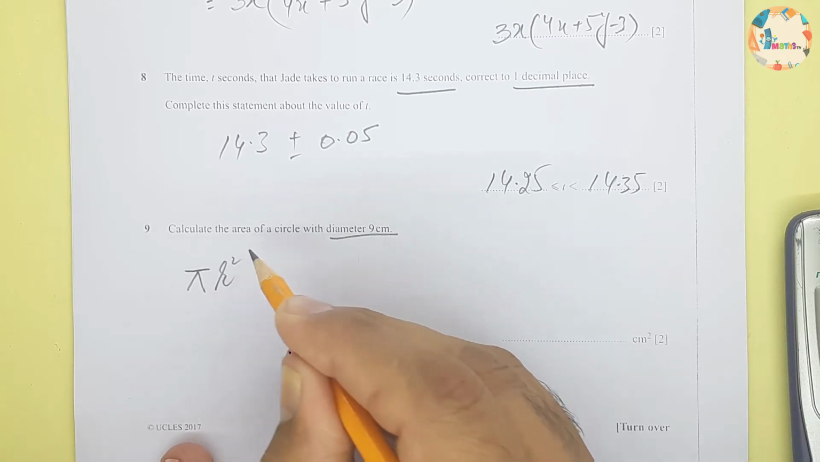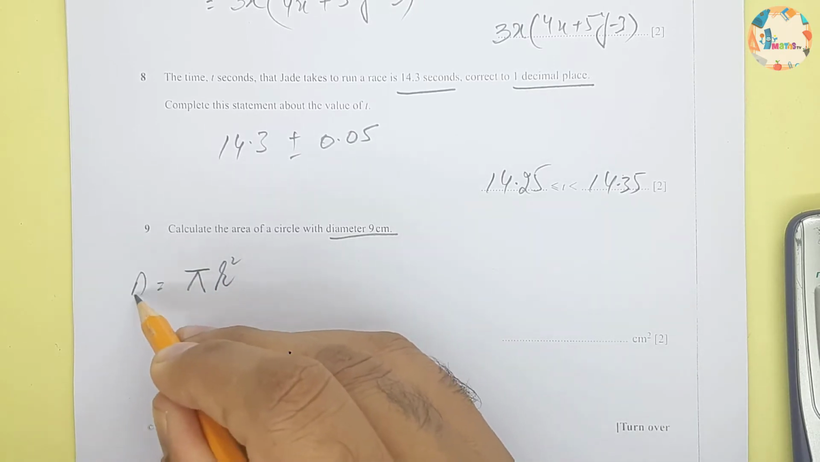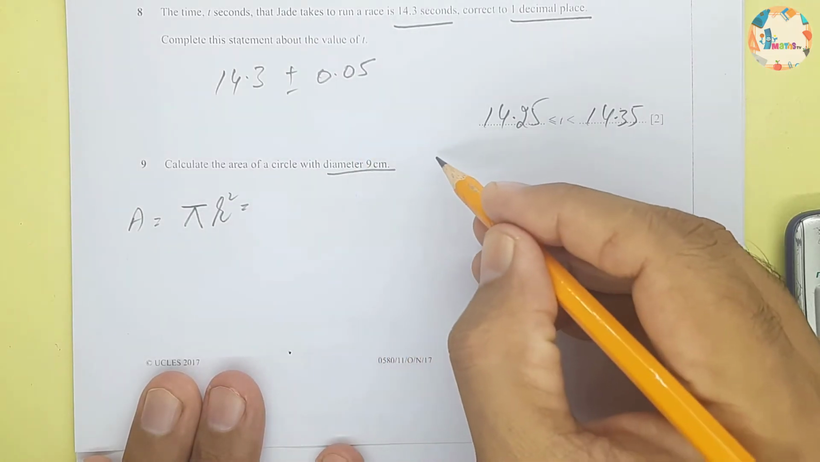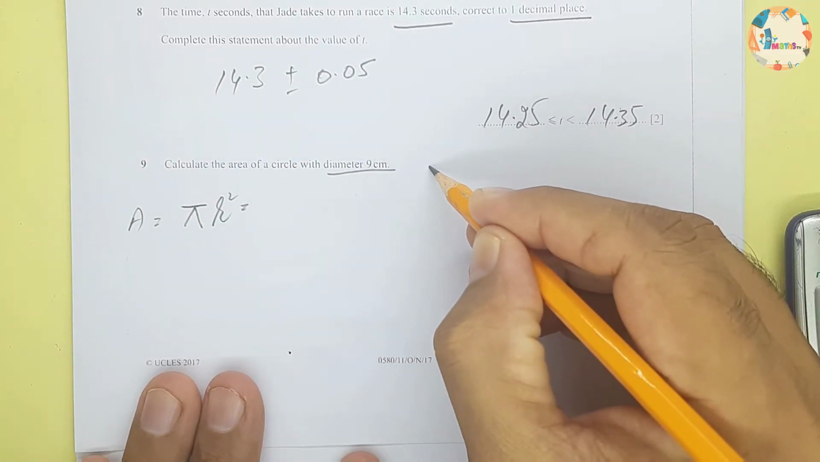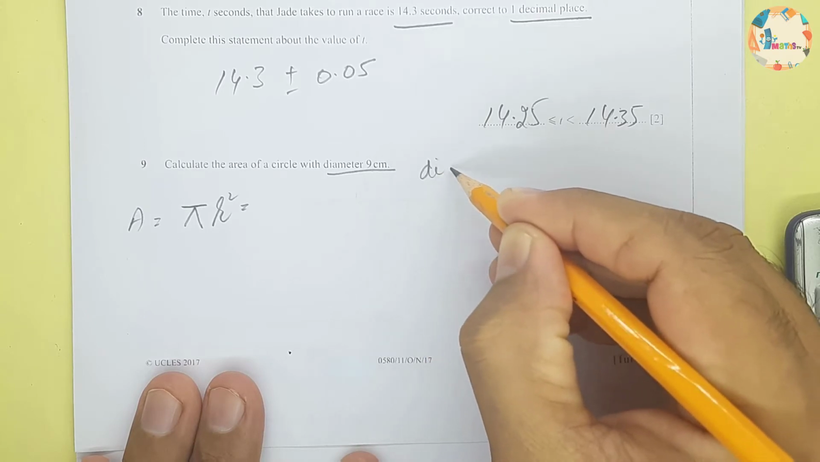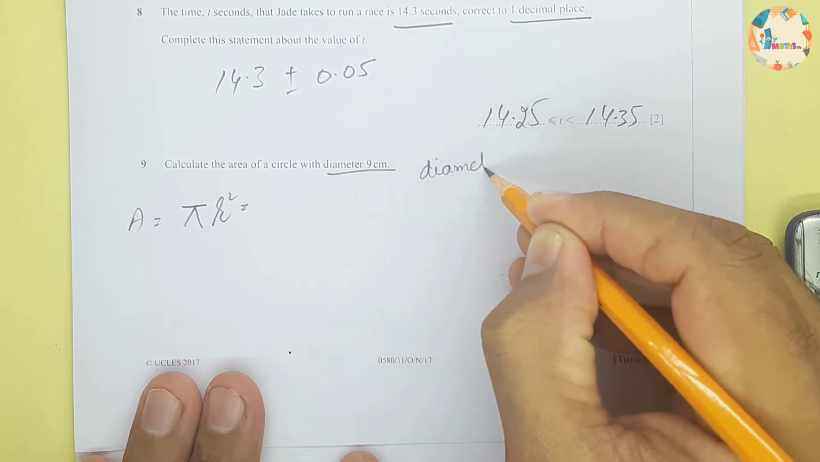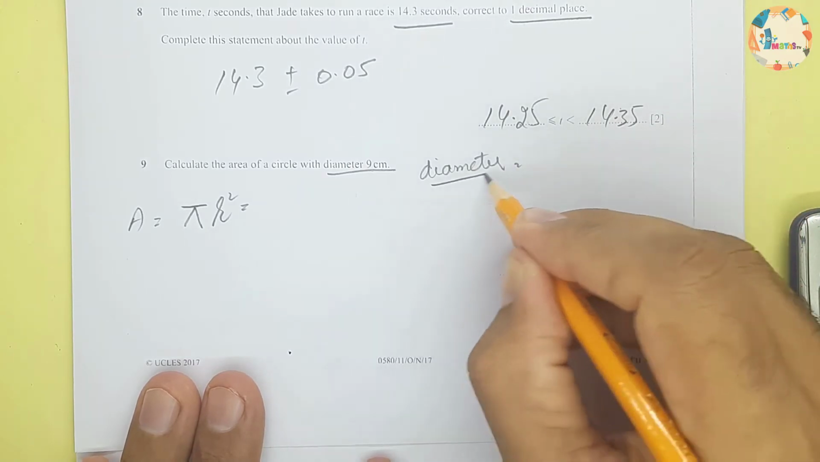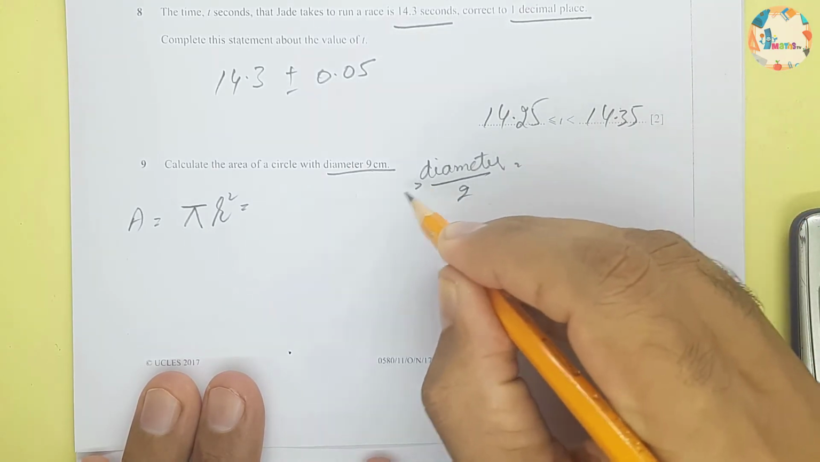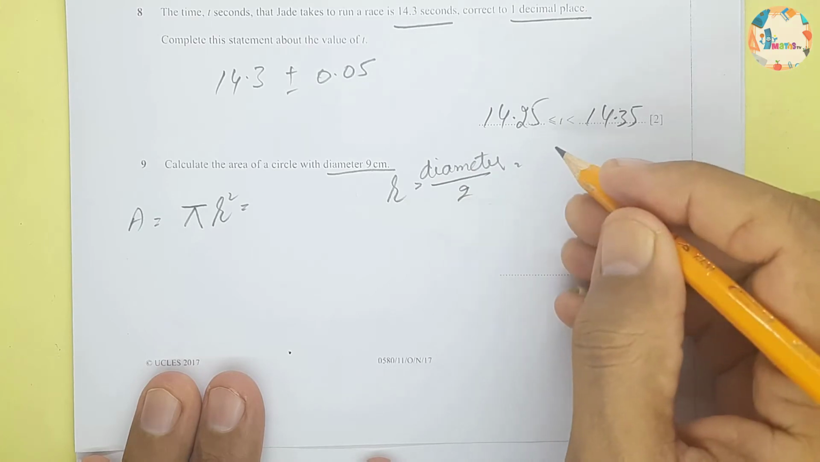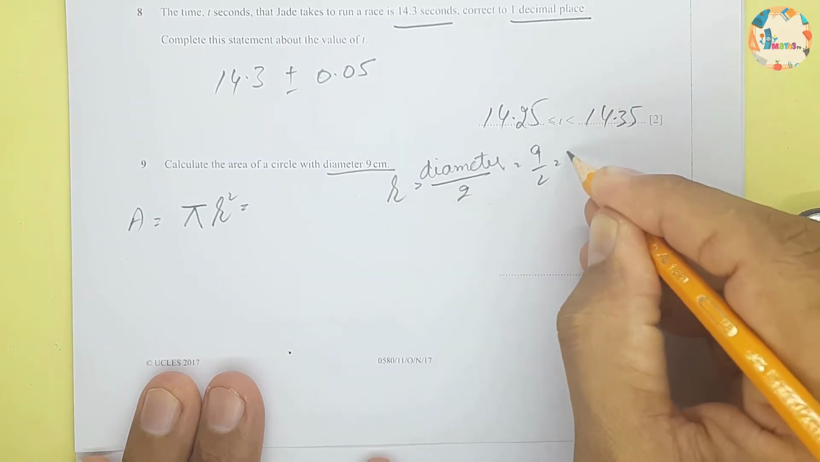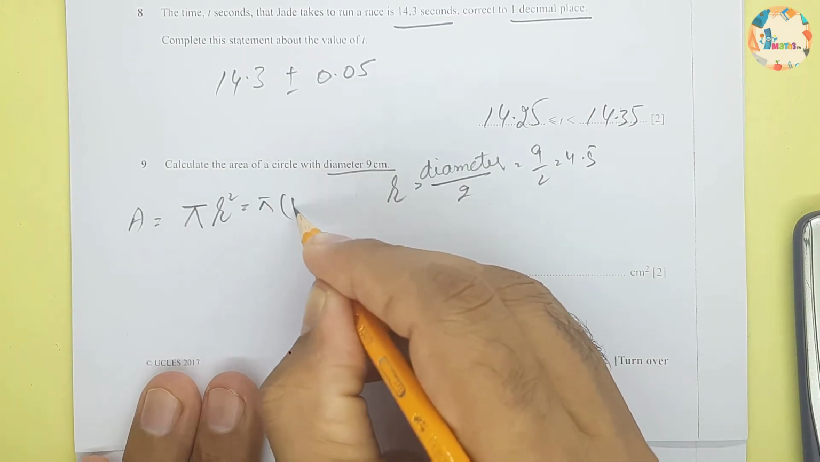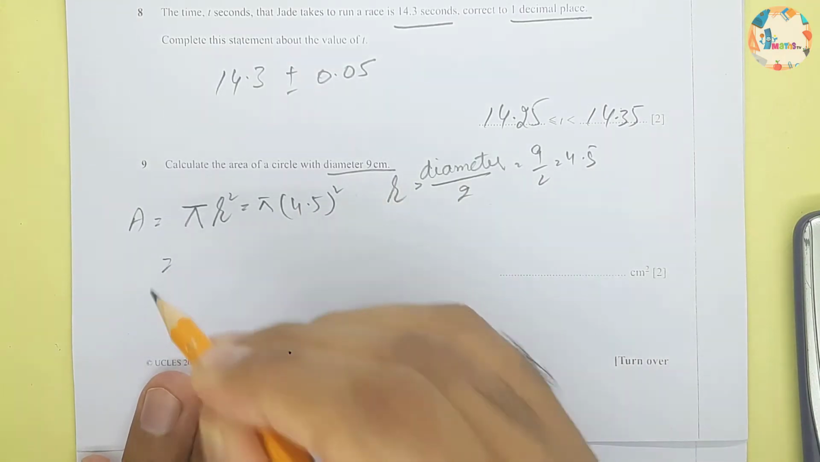Pi r squared is the area of the circle. We know d is the diameter, and half of the diameter is equal to r basically. So r will be equal to 9 by 2, which is 4.5. So pi into 4.5 squared, this will be the answer.